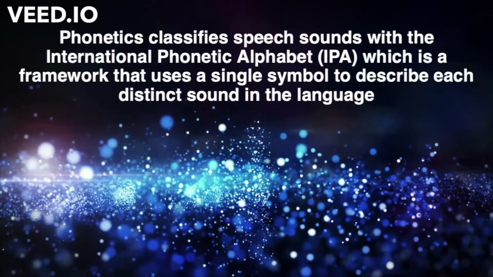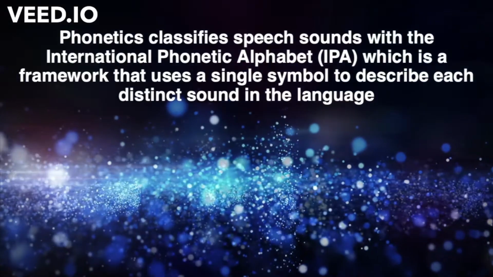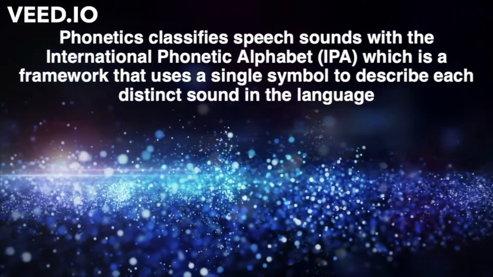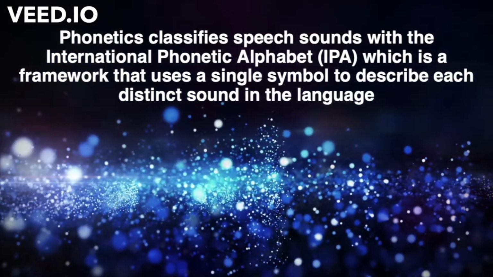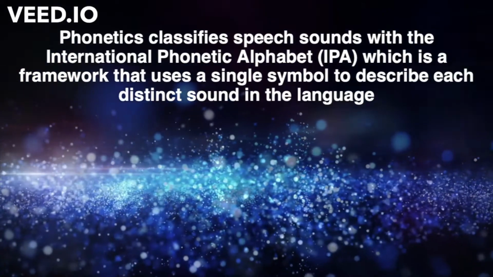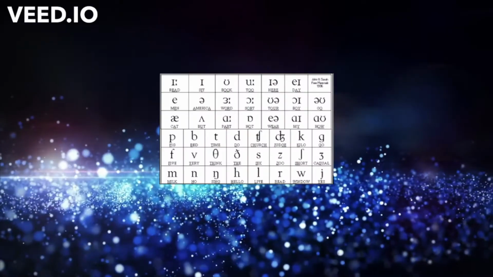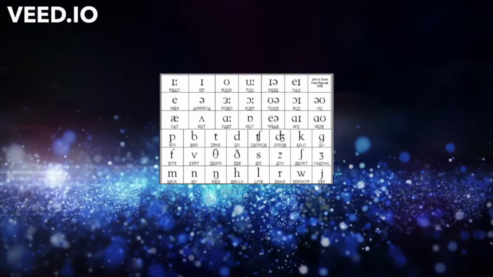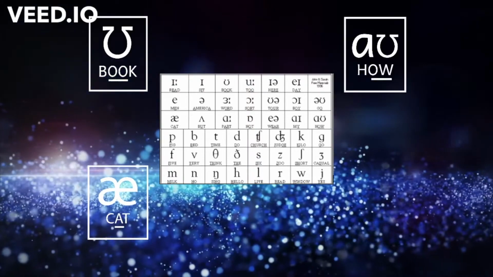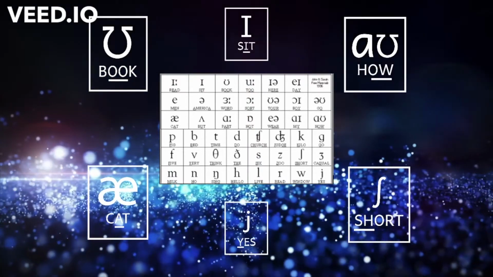Phonetics also classifies speech sounds with the International Phonetic Alphabet, which is a framework that uses a single symbol to describe each distinct sound in the language. This is an example of a chart of the International Phonetic Alphabet. We can find words like book, cat, how, short, sit, and yes.